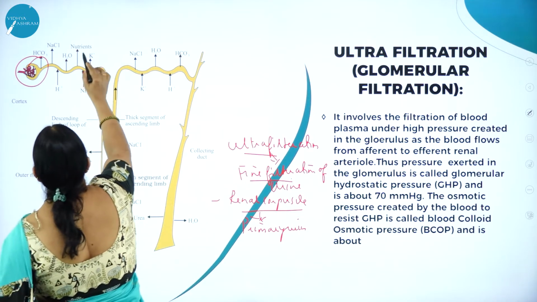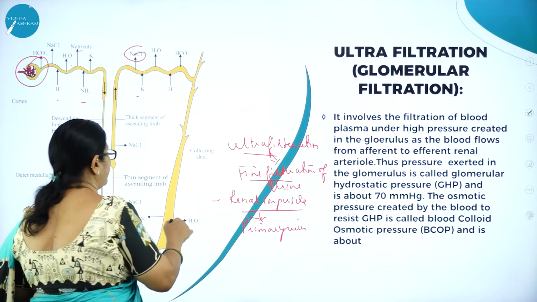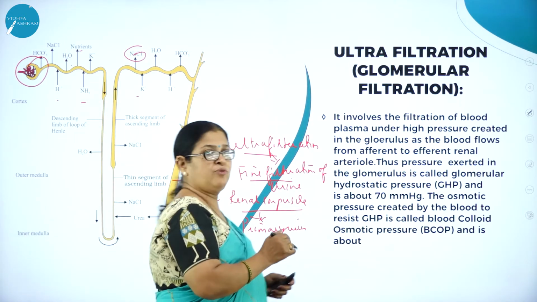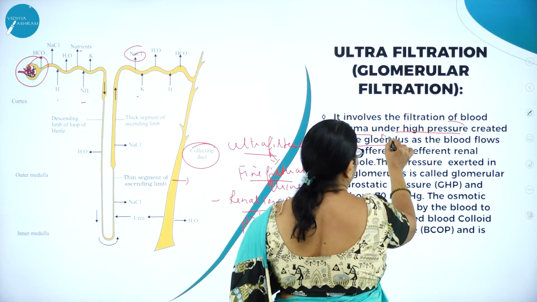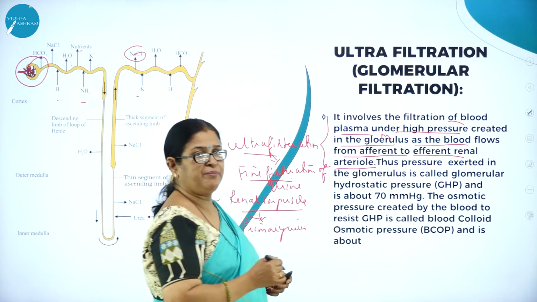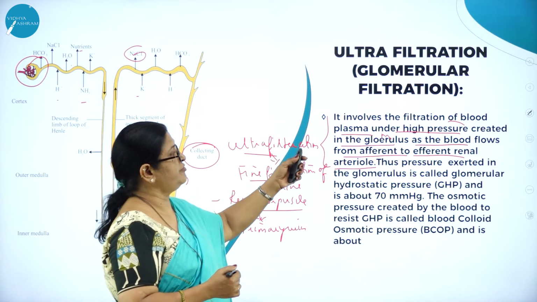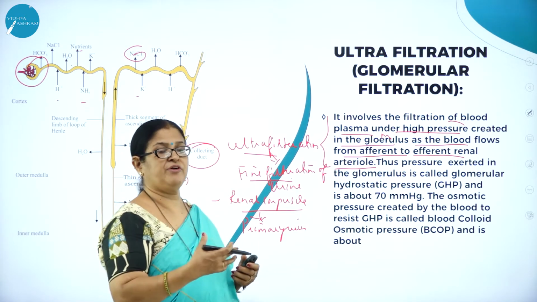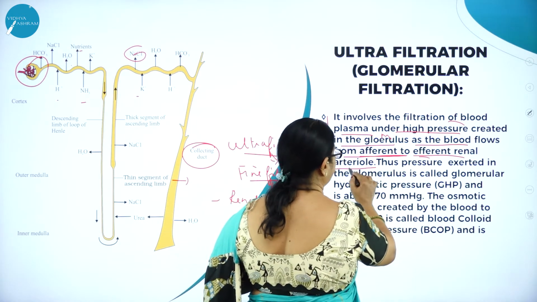Here you can see how the nutrients, water, hydrogen, ammonia, and sodium chloride are absorbed and reabsorbed. Finally, the urine is collected here in the collecting tubule. So it involves the filtration of blood plasma under high pressure created in the glomerulus as the blood flows from afferent to efferent renal arteriole. The very important concept involved here is based on blood pressure. As you know, the tuft of blood capillaries is what we call the glomerulus.